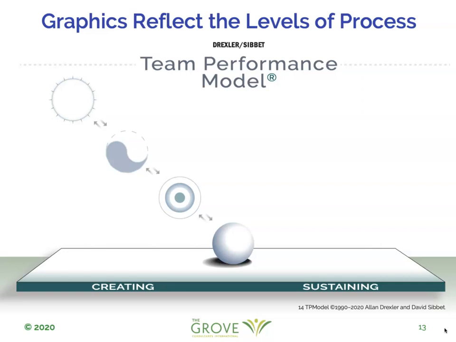So the attentional level is kind of a light bulb radiating. The energetic level is kind of a wave-like icon. The informational level is a target. And the operational level, the physical level, is a physical ball that casts a shadow.